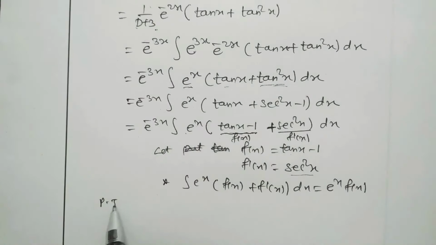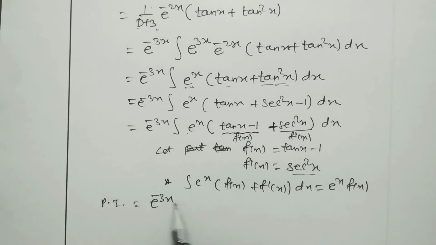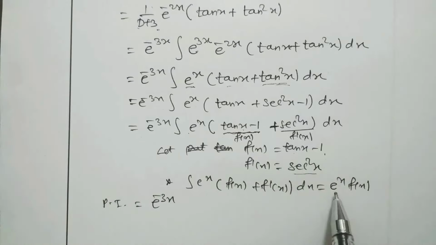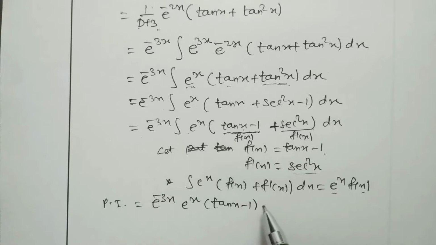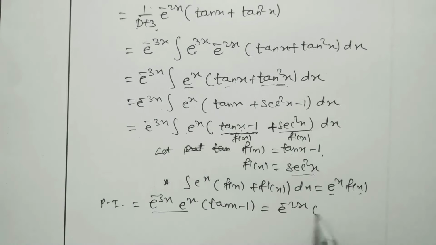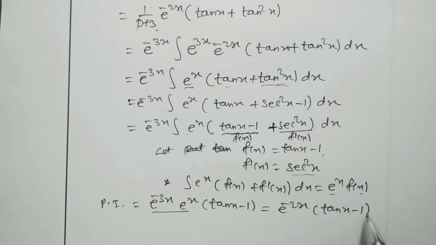Therefore PI is equal to e raised to minus 3x as it is. Value of f of x is tan x minus 1. So you will get e raised to x into f of x, so e raised to x into tan x minus 1. So this is equal to, by simplifying this, e raised to minus 2x into tan x minus 1. That is our particular integral.